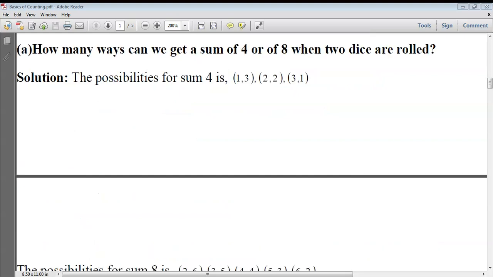The next one: two dice are rolled. In how many ways do you get the sum of 4 or the sum of 8 when two dice are rolled? The possibilities for sum 4 are 1 3, where on the first dice it is representing 1 and on the second dice it is 3. 2 2 means first dice 2, second dice 2. 3 1 means first dice 3, second dice 1. So these are all the possibilities so that the sum of the two dice is 4. So 1 3 is one combination, the other one is 2 2, the other one is 3 1.